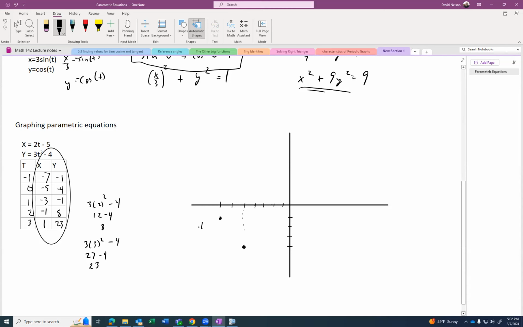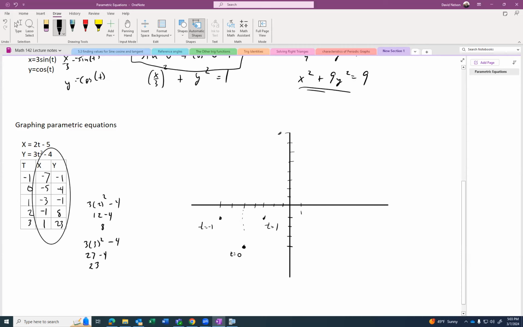And this is where we're at when t equals -1. Here's where we're at when t is equal to 0. When t is equal to 1, we are back here at -3, -1. When t is equal to 2, x is -1, y is 8. And at t equals 3, I'm going to go all the way up here at 23.